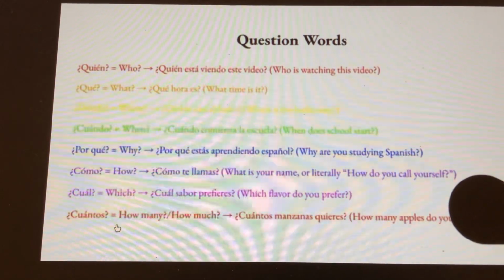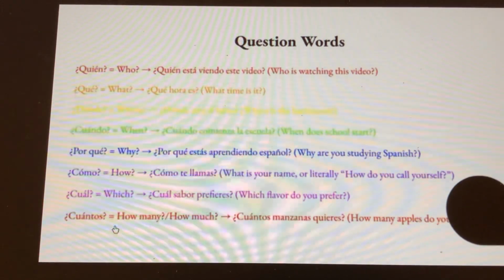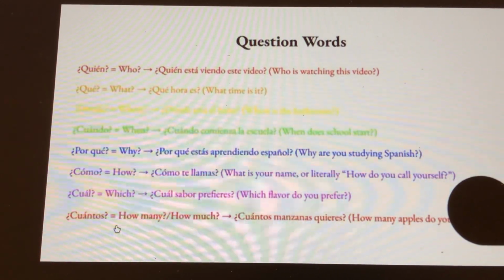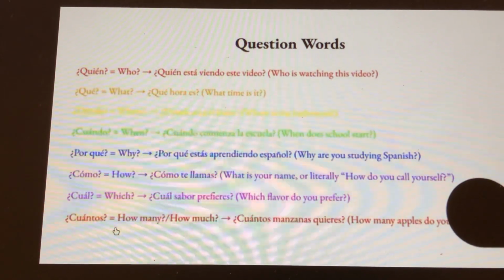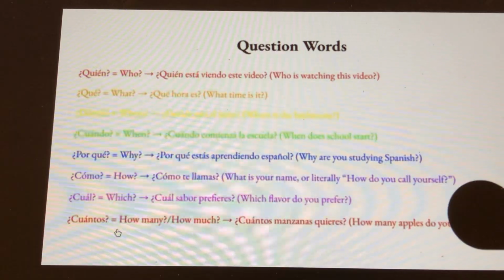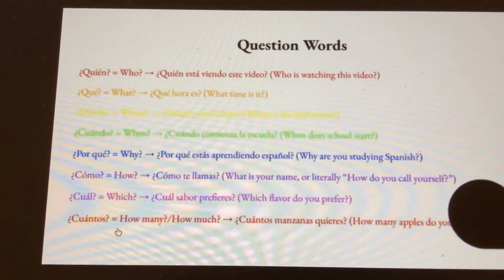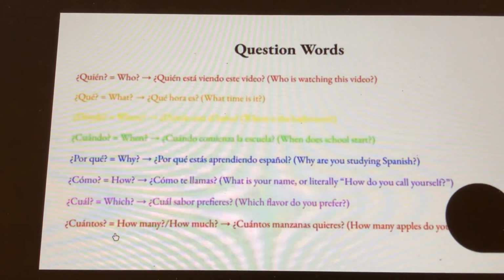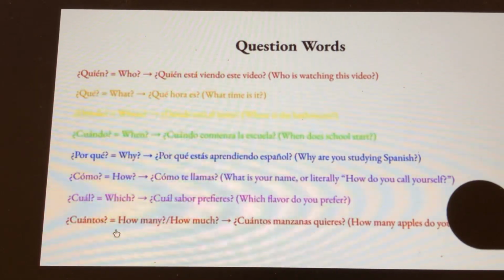Cómo means how when used as a question. Cuál means which when the answer is a choice. And cuántos, you can think of it as meaning count, as looking like count. It means how many or how much. So now let's look at some example questions.